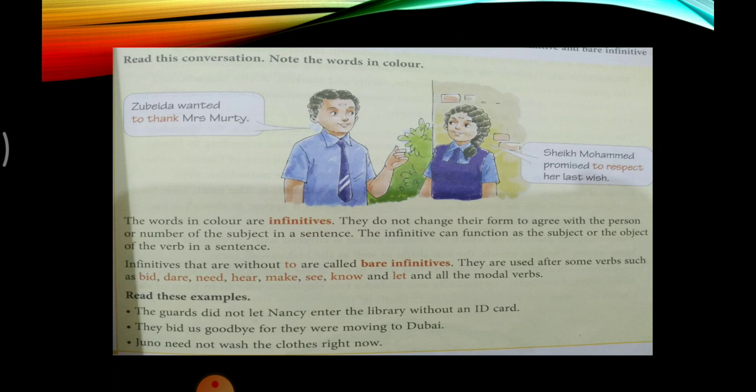So from here, what do we get to know about the characteristic of infinitive? They are very rigid. No matter what happens, they will not change their form. Okay, keep this in mind. Infinitives that are without to are called bare infinitives. They are used after some verbs such as bid, dare, lead, hear, make, see, let, and all the modal verbs. Read these examples.